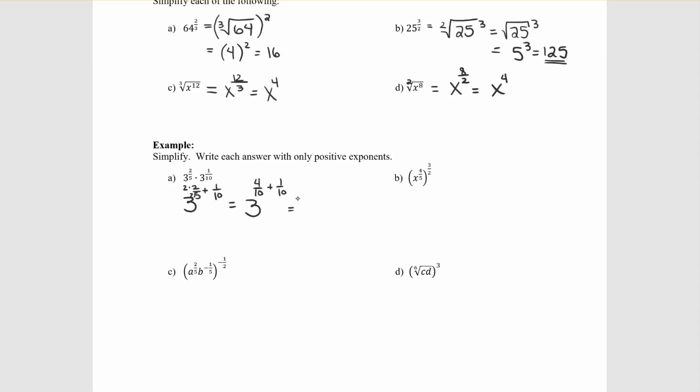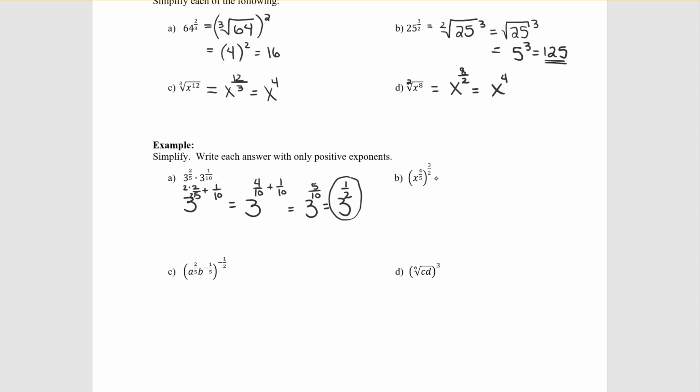And then add the numerators together. That gives me 5/10, which reduces to 1/2. The direction says to write each answer with only positive exponents, so I'm going to leave it as an exponent of positive 1/2.